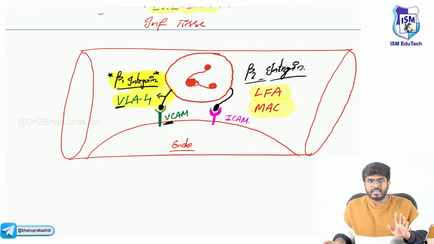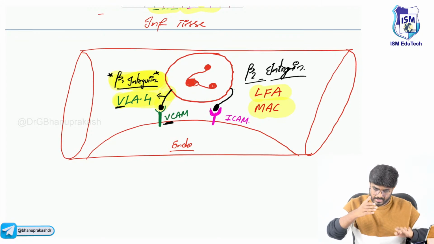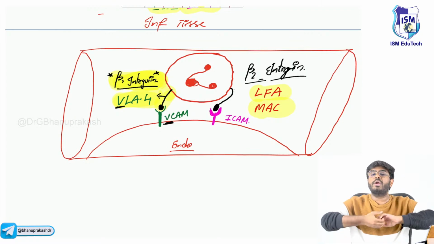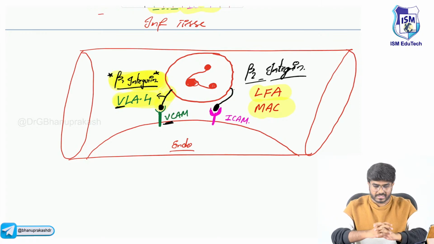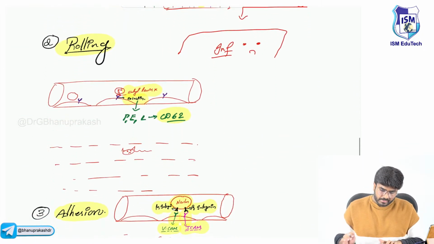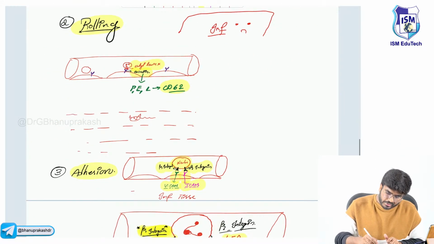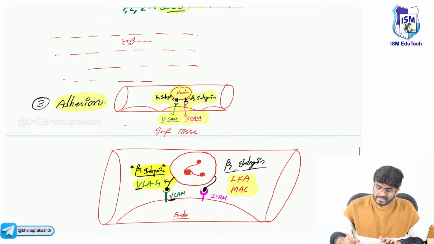What is an example of beta 1 integrin? VLA4, very late antigen 4. Beta 1 integrins are going to bind with the VCAMs. Beta 2 integrins, that is LFA and MAC, are going to bind with the ICAMs. So adhesion is completed, strongly bound. Now after adhesion, what is the next cellular event? Margination completed, rolling completed, and adhesion. Which molecules help in rolling? Selectins. And which molecules help adhesion? Integrins.